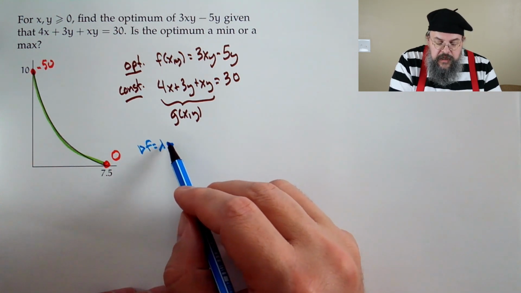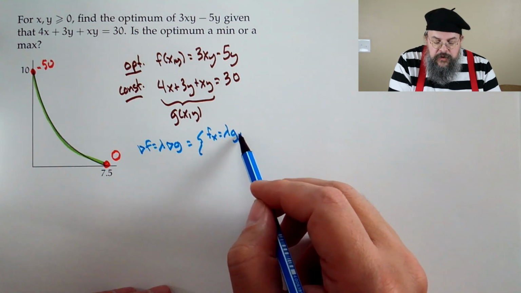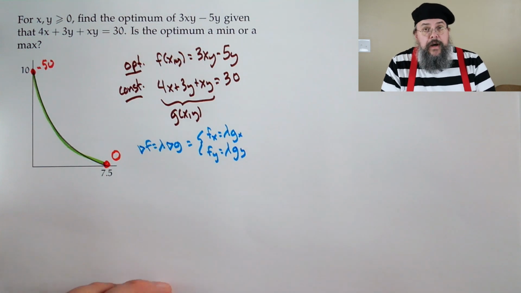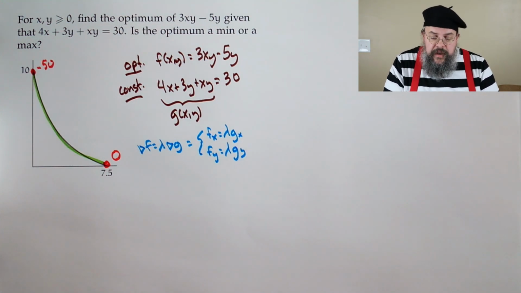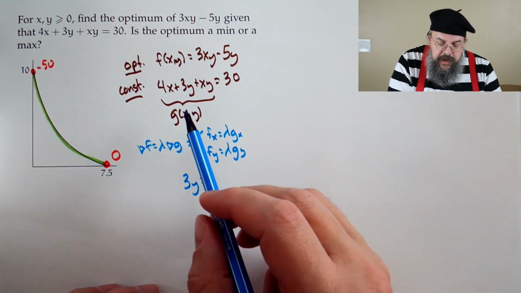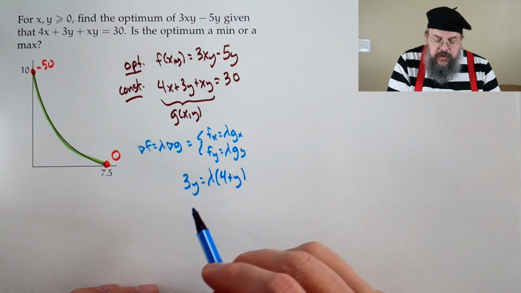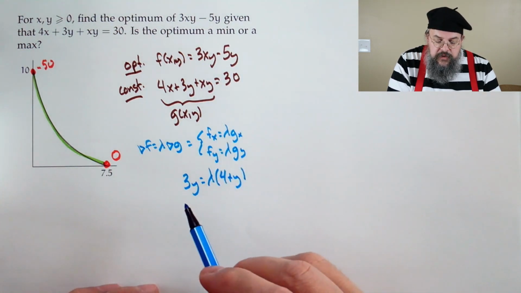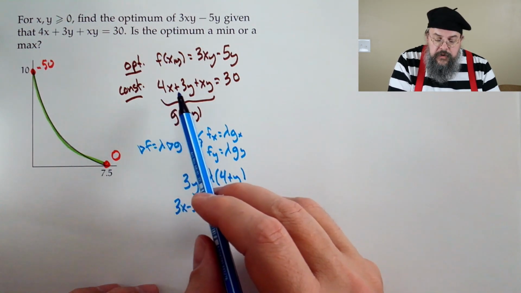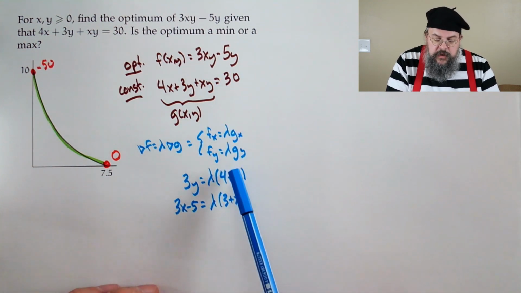Now, this really is just a condensed way of saying, hey, we have a system of two equations and two unknowns. So f_x equals lambda g_x, and f_y equals lambda g_y. So f sub x, 3y. That has to equal lambda g sub x, 4 plus y. Okay, great. f sub y, 3x minus 5. Wonderful. That is equal to lambda g sub y, well, 3 plus x.